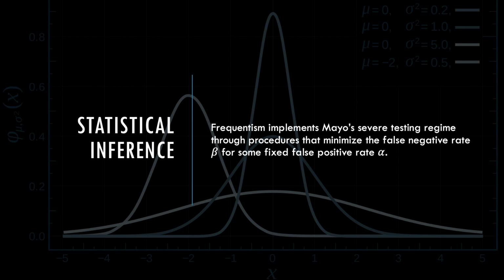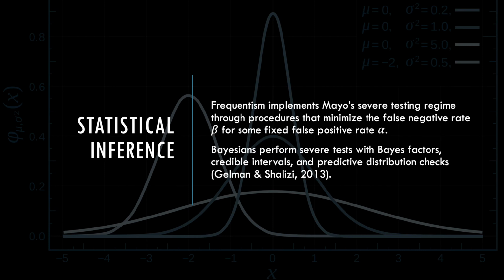We fix a false positive rate alpha, we minimize a false negative rate beta. But I want to stress that this is not unique to frequentism. Bayesians perform something very similar with a different toolkit. We're going to talk more about Bayes factors, credible intervals, predictive distribution checks.